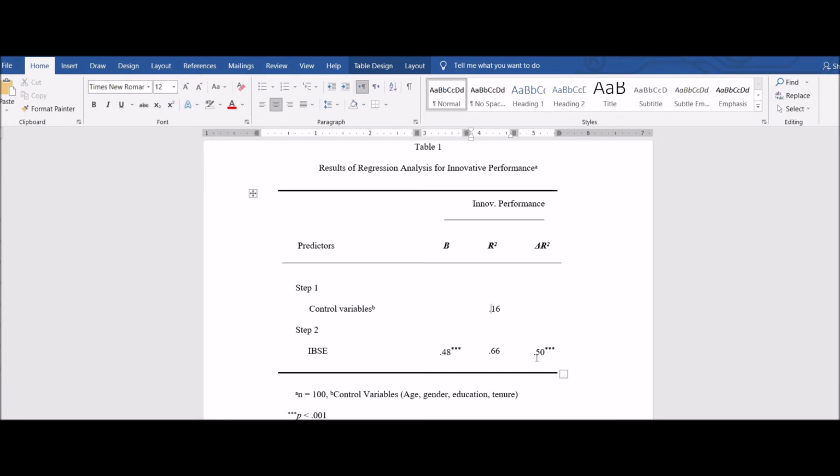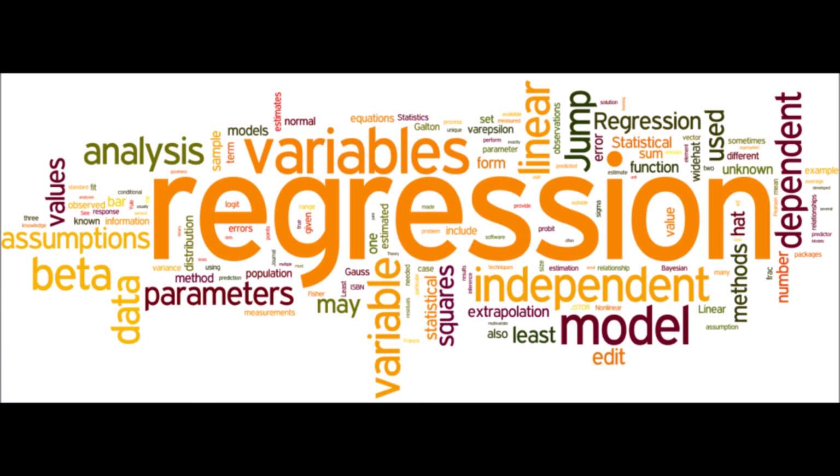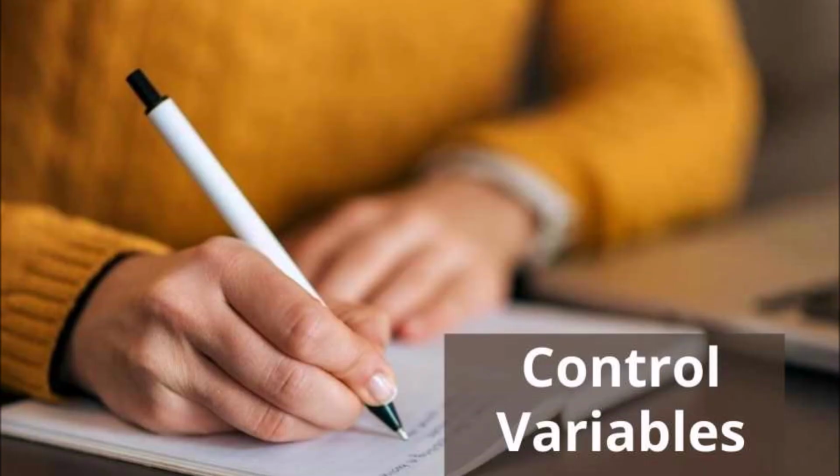In this example, you can see that the control variables age, gender, education, and tenure explain 16% of the variance in innovative performance, whereas the independent variable IBSC explains 50% of the variance in innovative performance. This is how you will report the results of hierarchical regression analysis when you will use control variables in your model.